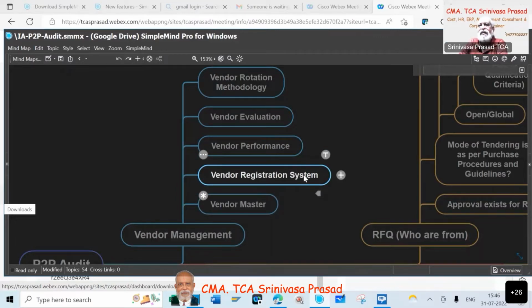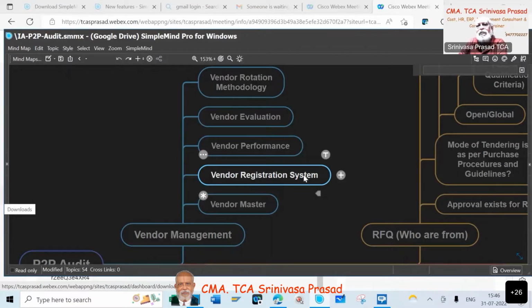Now we come to vendor registration system. What is this actually? Vendor registration. See, in fact, it should be the vendor registration first, then the vendor master, whatever it is. So, vendor registration.